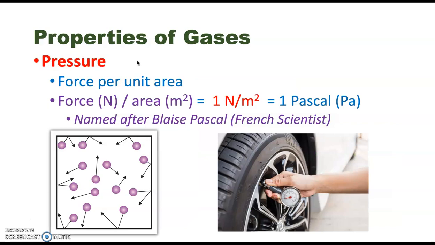Some other properties of gases. Pressure is force per unit area. So how much force is being applied to a given area. Now force is measured in newtons. That's the typical unit we use for forces in the metric system. Meter is the base unit of distance.